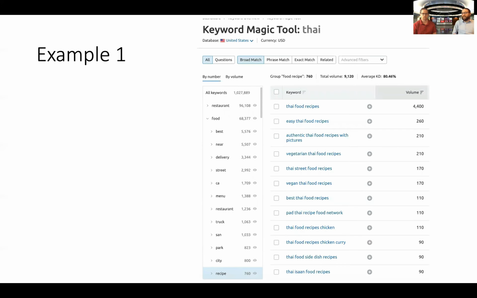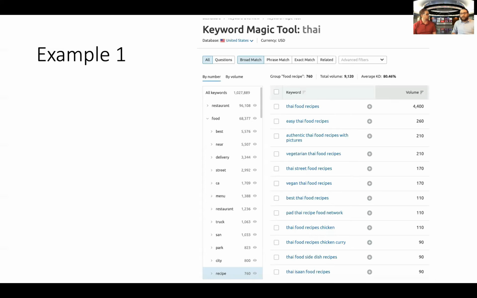So let's bring some examples of keyword grouping. This example is a screenshot from SEMrush. With their Keyword Magic Tool, I typed in the word Thai, and in there I clicked on food. Under food, you can see there are many groups: best food, near food, delivery, street. In this case, I clicked on the word recipe. In recipe, you can see I've got a whole bunch of keywords that are related to Thai, food, and recipe. This would be one of my minimal, smallest groups.